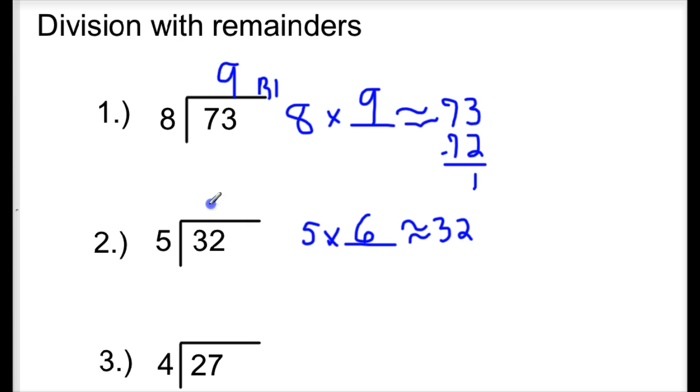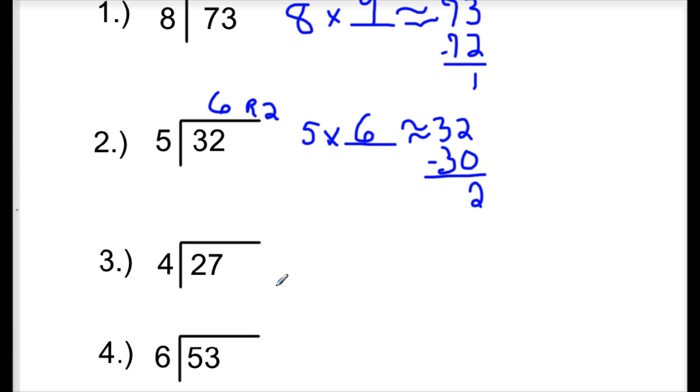So 6 is going to be my quotient. 5 times 6 is 30. So I'm going to subtract 30 from 32, and then this will give me my remainder. So my remainder is going to be 2. Okay, let's look at number 3. Number 3, 27 divided by 4.